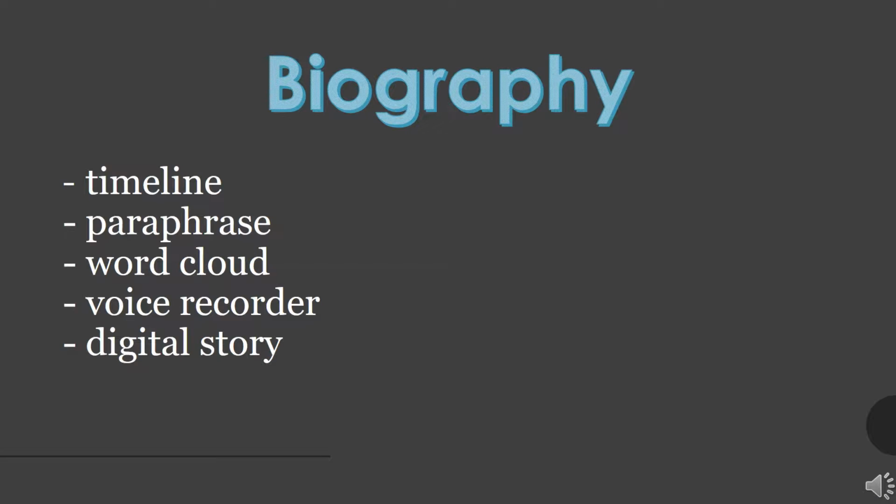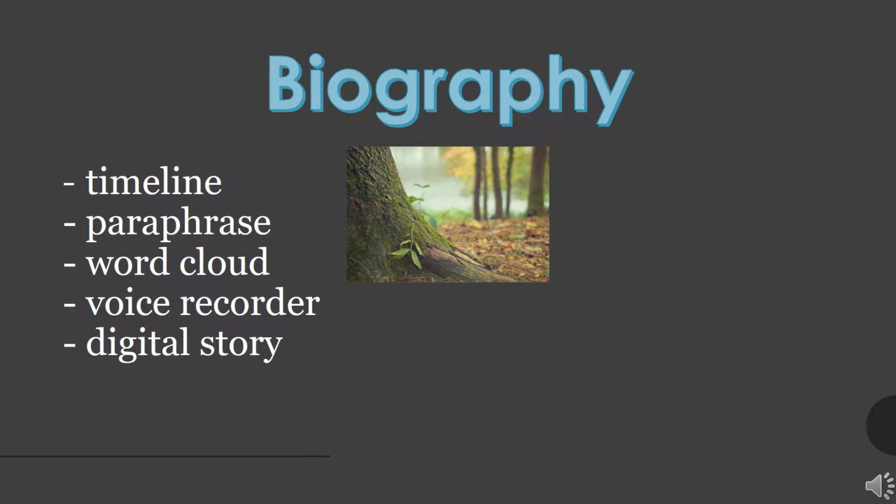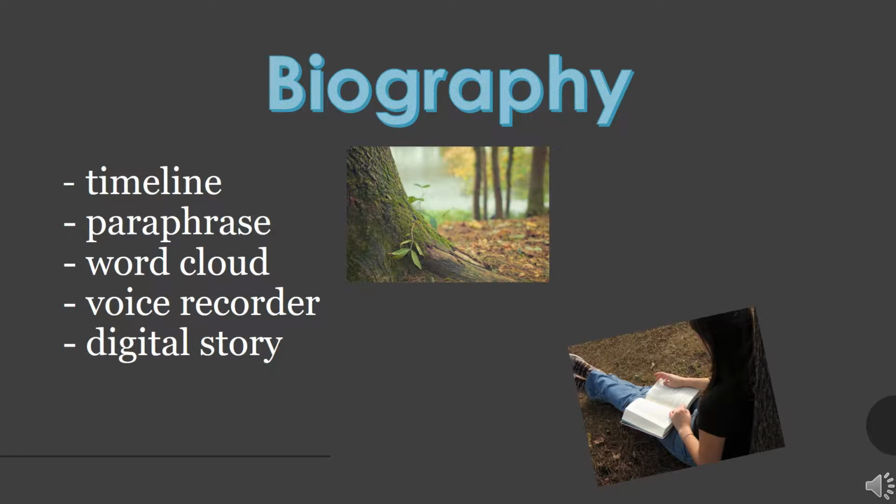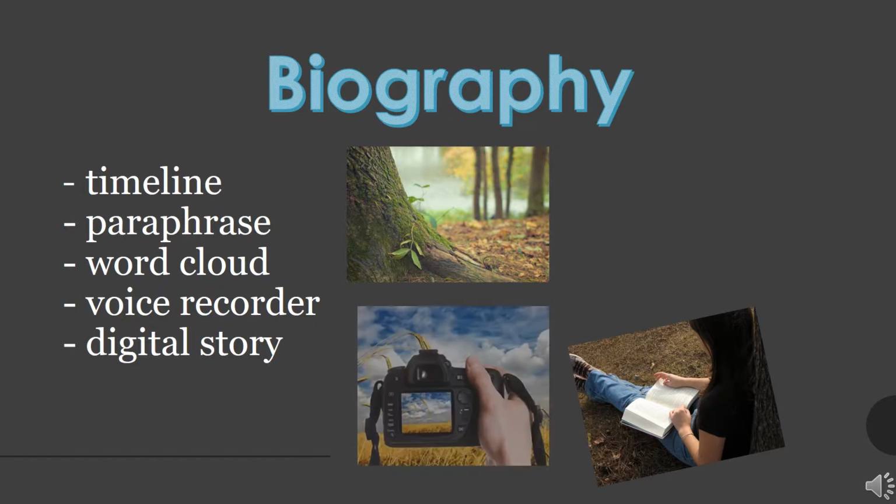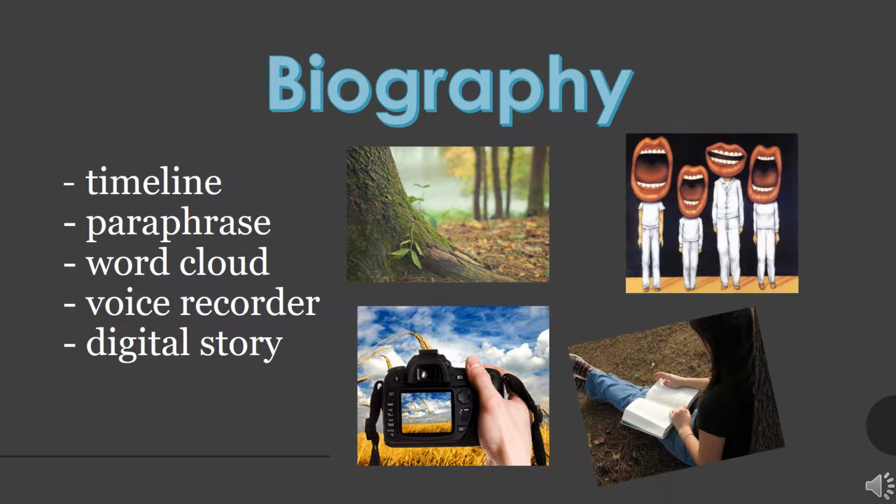In the first section, students will learn about the author's life through an animated timeline. To check for understanding, they will have to paraphrase what they've learned in 2 paragraphs. Students will then create a word cloud so they can visually see their summaries. For homework, students will record themselves reading their summaries on iMovie, add appropriate images, and create a digital story. The finished product will look something like this.